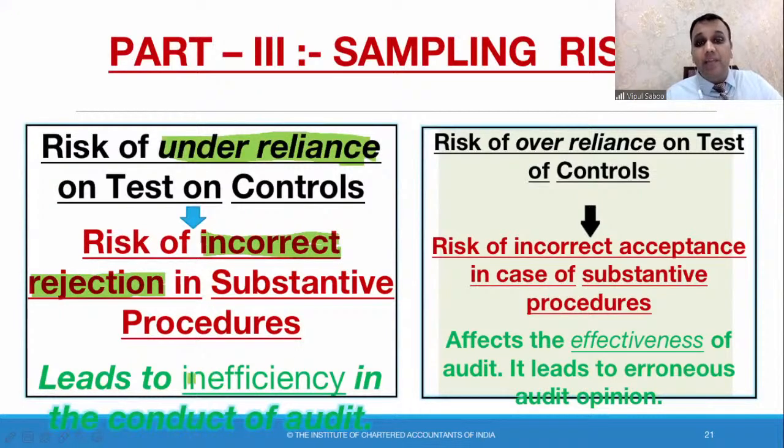There is inefficiency. Now, what is the risk of over-reliance? This is the first point. Under-reliance was the second point, which we covered in the previous slide. Over-reliance is the first point. Risk of incorrect acceptance, lenient approach, will accept the material misstatement to be good, and it will affect the effectiveness and gives us an erroneous opinion in the audit report. The risk of erroneous opinion in the audit report is minimum in under-reliance in this kind of conclusion. It is higher in over-reliance. So this is the crux of sampling risk.